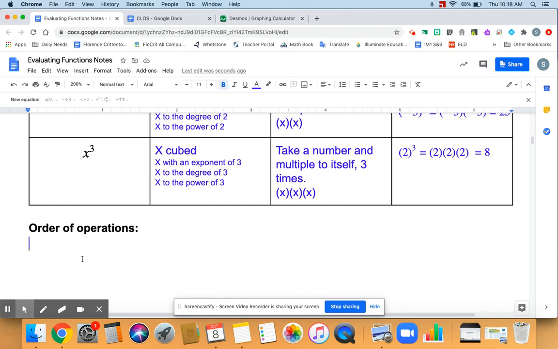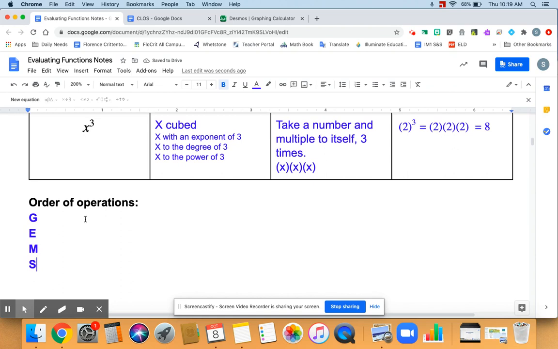If you learn PEMDAS, please go watch the video on the difference between PEMDAS and GEMS, which I'm about to teach right now. But GEMS is the order of operations. The strongest thing you always do first is any grouping you have. Grouping means combine into one number.